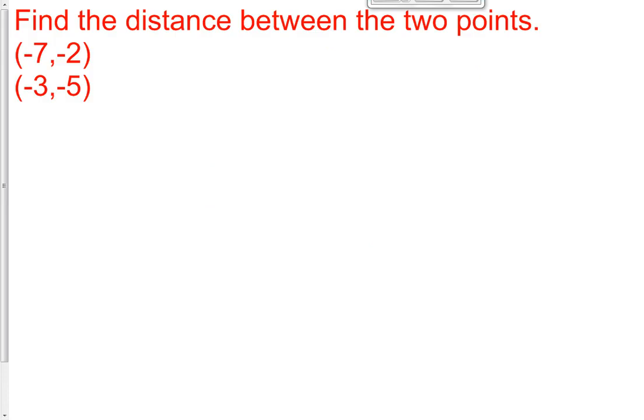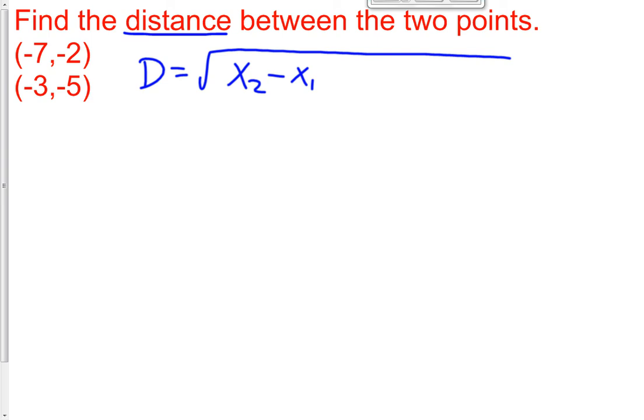Now when we find distance on a coordinate grid, the way we do that is we use the distance formula. So let's have a quick reminder of what the distance formula looks like. The distance formula is the square root of subtracting the x coordinates and squaring them, and subtracting the y coordinates and squaring them. So let's quickly find the distance between these 2 points.